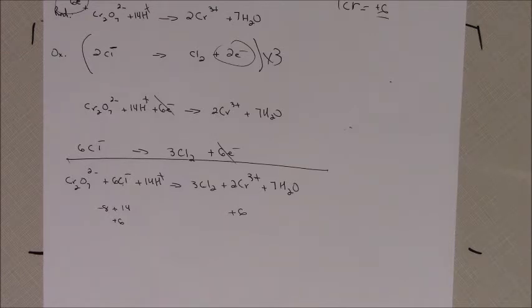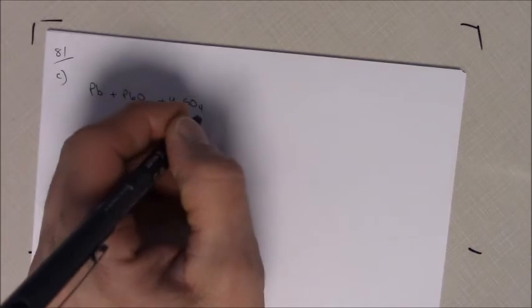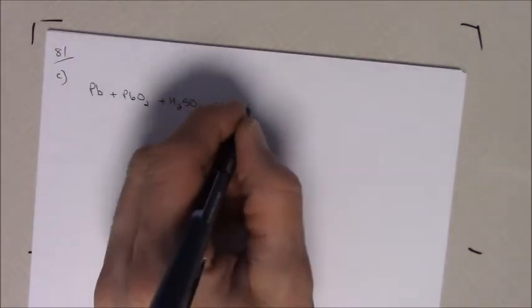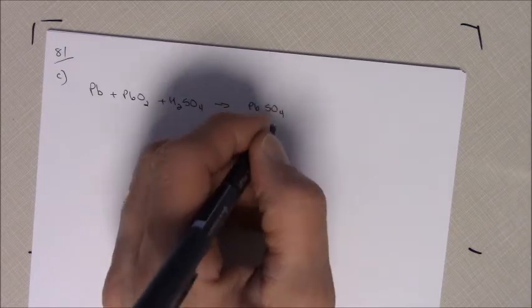I closed the book, so now I've got to find the questions. Next, I start new. Looks like this is question 81C. And C looks like lead plus lead oxide plus H2SO4. And that goes to PbSO4.